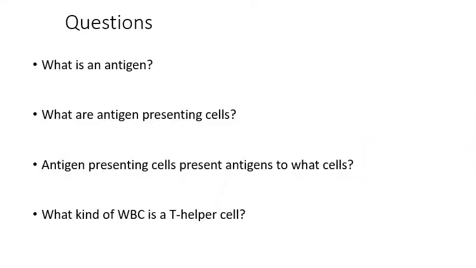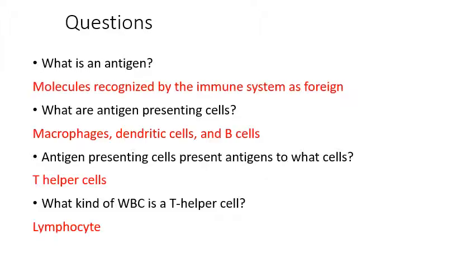All right, so some questions here to wrap it up. What is an antigen? What are antigen-presenting cells? What cells do antigen-presenting cells present to? And then what kind of white blood cell is a T helper cell?